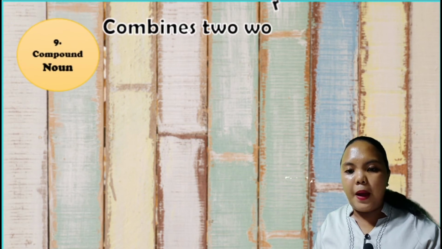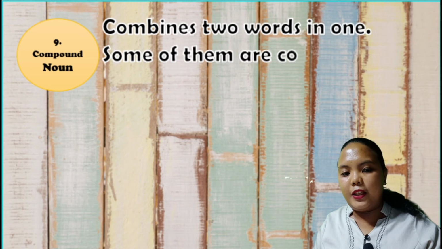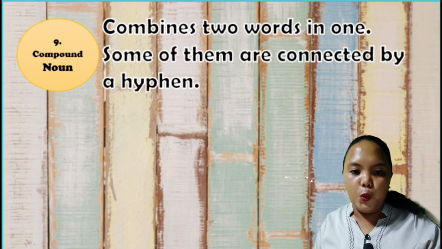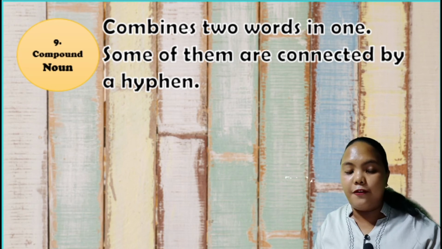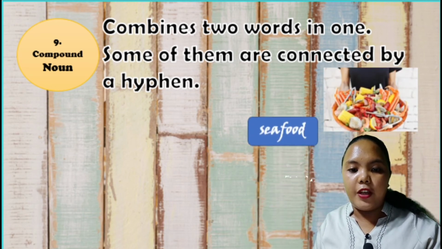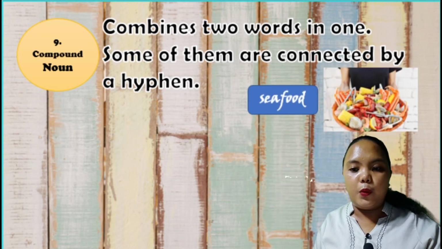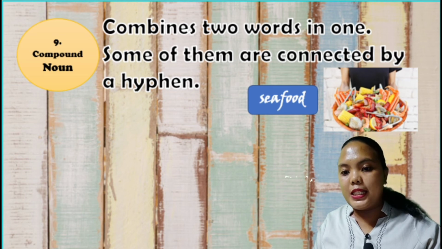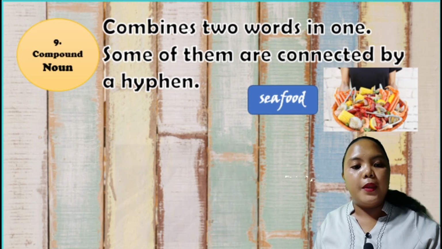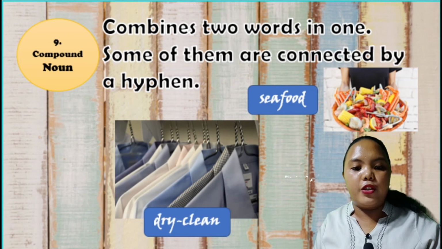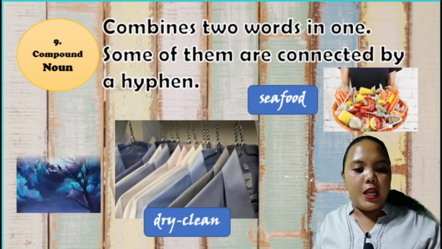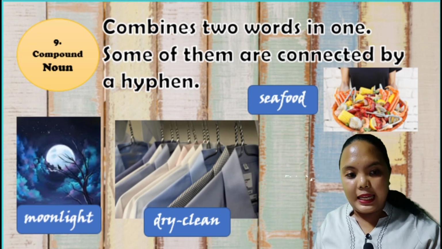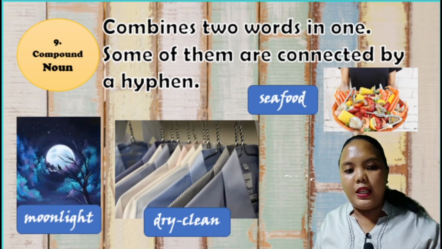Next, we have on number 9 a compound noun. Compound noun is very easy to identify as well. This combines two words in one. Some of them are connected by a hyphen. For example, we have here seafood. We have two words here, the word sea and then food, seafood. And then we have here dry-clean, an example with a hyphen. And then we have moonlight. So that is our 9th, a compound noun.